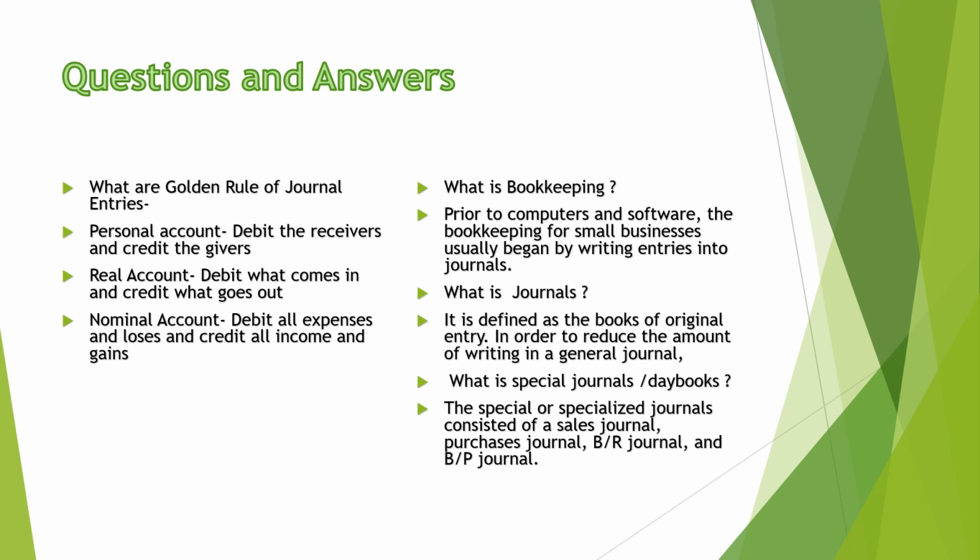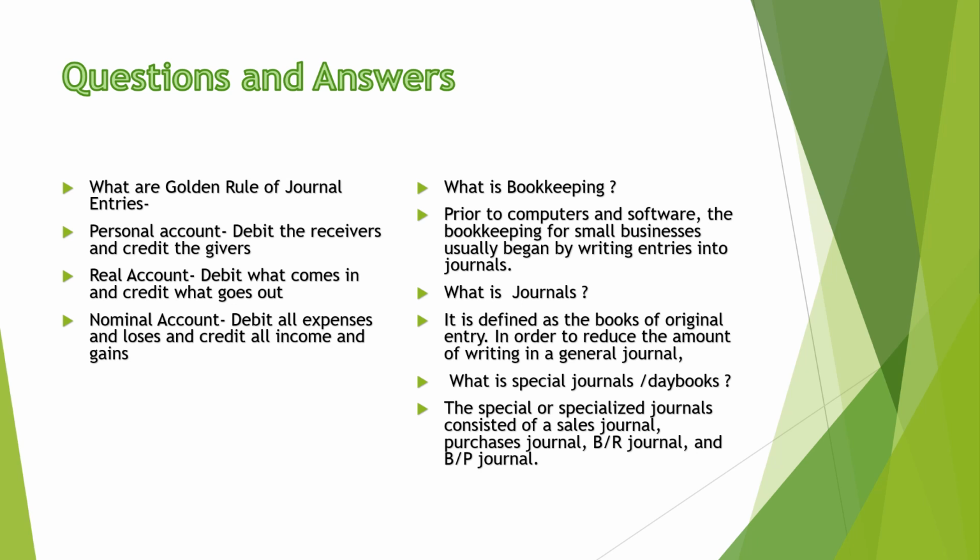What is bookkeeping? Prior to computers and software, small businesses usually began by writing entries into journals. So this is the first step of accounting. Under bookkeeping, we are recording the transactions scientifically and systematically. So what is a journal? It is defined as the book of original entry. In order to reduce the amount of writing in the general and other books, we are making the journals.